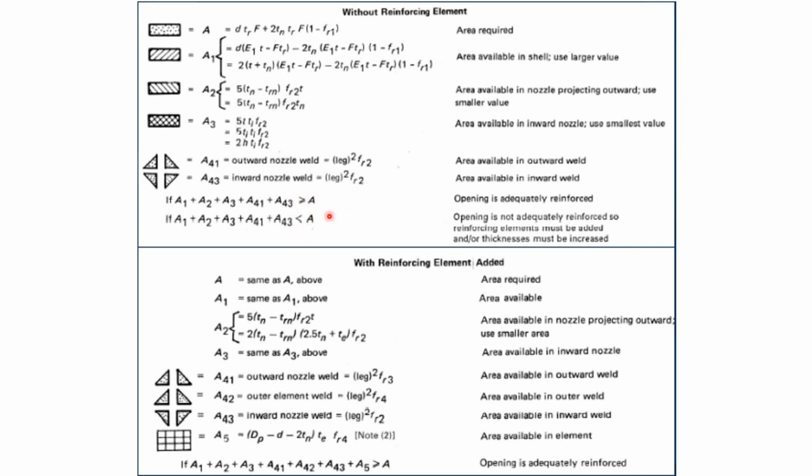Or what you do again, you increase the shell thickness, or you increase the neck thickness, and you continue with this calculation. Otherwise you can put a reinforcement pad and continue with this calculation. So in both cases this is what you have to do. And if you find the area is adequate, don't put a reinforcement pad initially. But if this value is less, then two things you have to do: either you increase the nozzle neck thickness, or you go with the reinforcement pad.